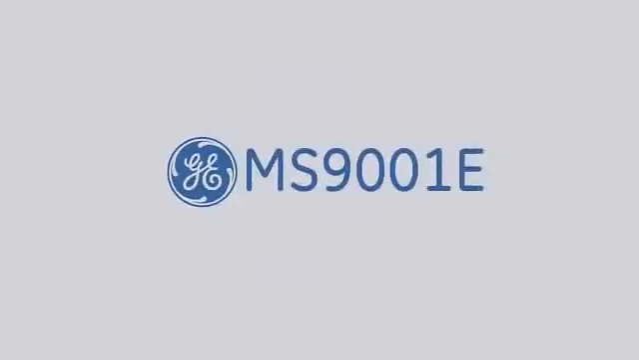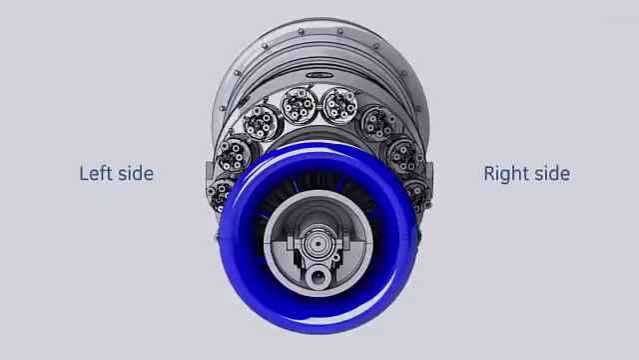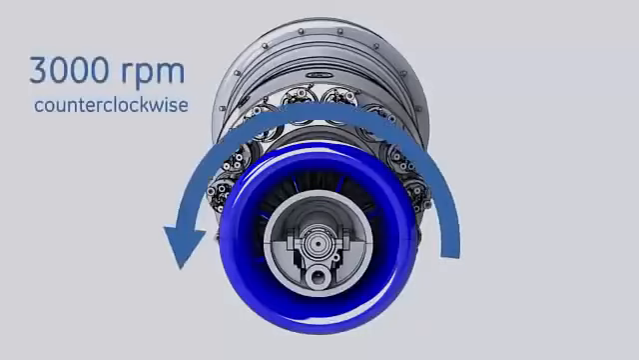MS 9001E gas turbine training. This video will describe the main components of the gas turbine and its functional description. This gas turbine is also known as PG9171E. The shaft of this gas turbine rotates at 3,000 RPM counterclockwise as viewed looking downstream.